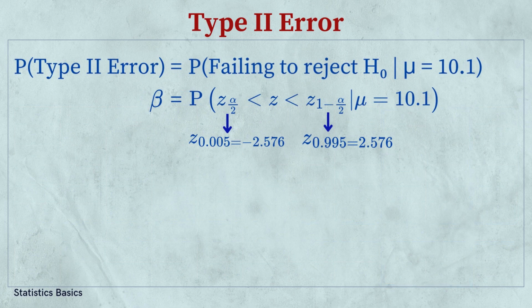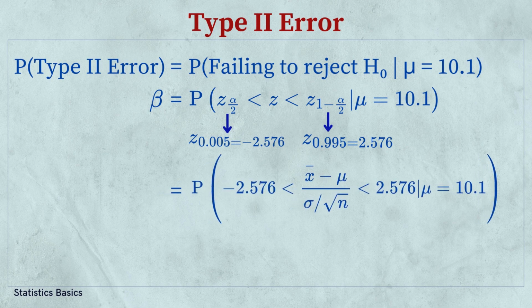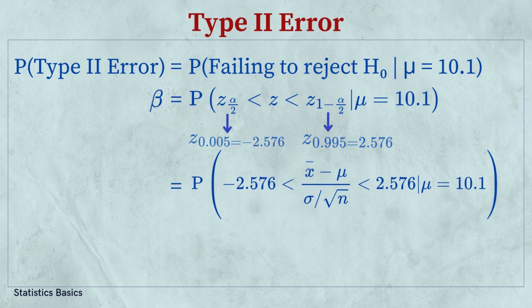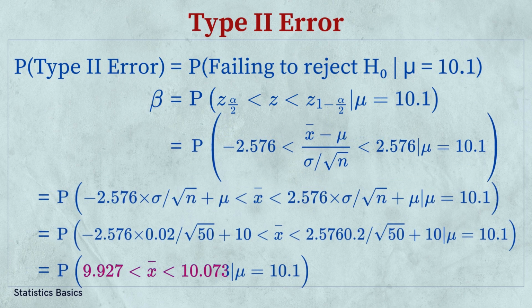To define the acceptance region in terms of the sample mean, the Z-score formula was used to calculate the threshold limits, which are 9.927 millimeters and 10.073 millimeters. If the sample mean falls within this range, the null hypothesis will not be rejected.